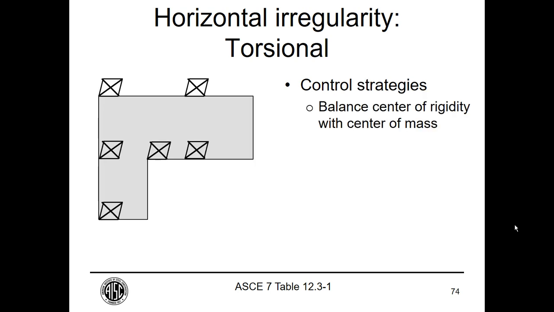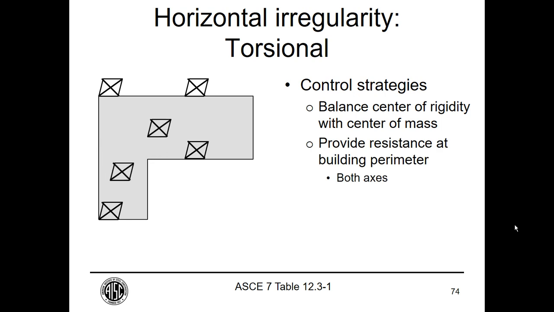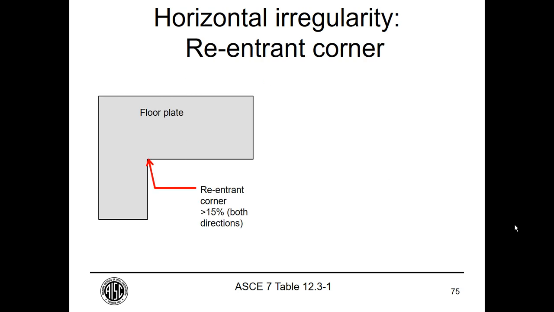10%. So how do you control it? Well, you can move more of your resistance to the perimeter and you can stiffen up the perimeter frames. Next irregularity is the reentrant corner.